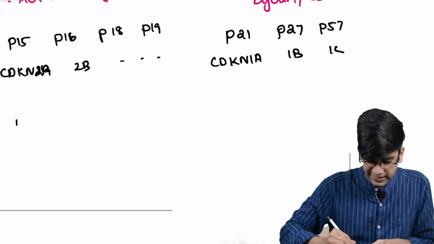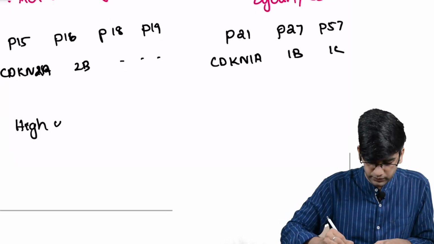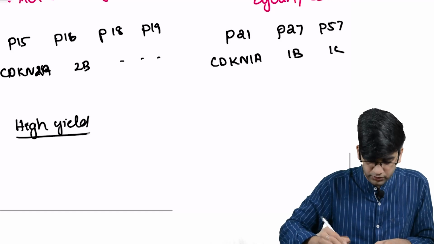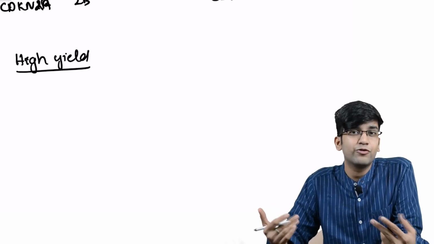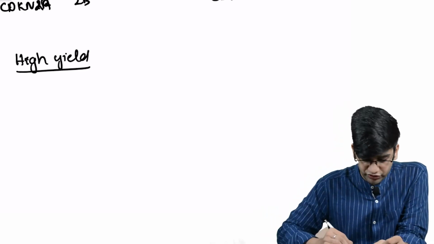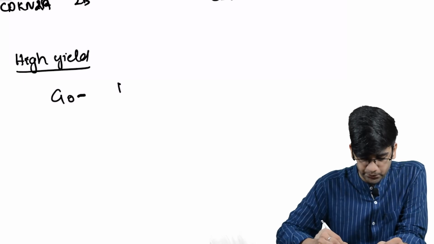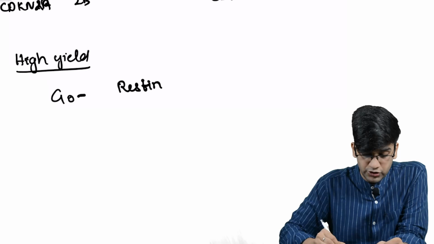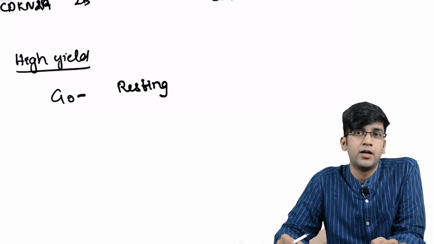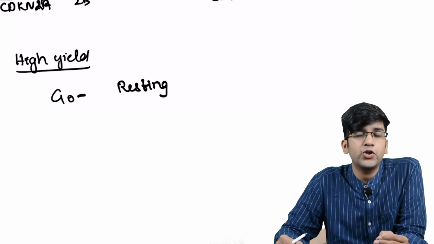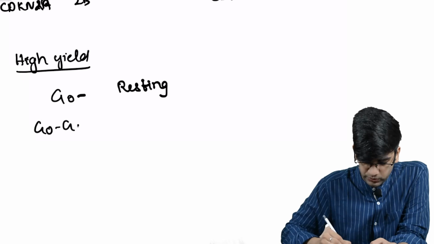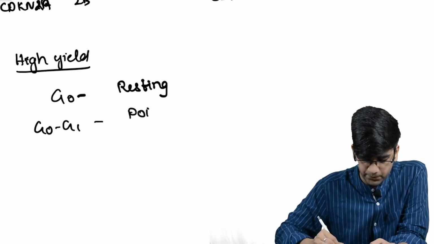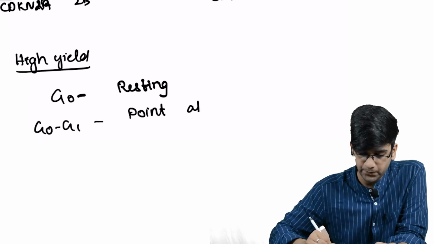So let's go to a few high yield points, because most of the things are MCQs. If we have the high yield points at the end, it's much easier for us to revise as well. So the resting phase of the cell cycle is G0. G0 is called the resting phase of the cell cycle. The phase that is the point of entry into the cell cycle is G1. G0 to G1 is the point of entry of a cell into the cell cycle.